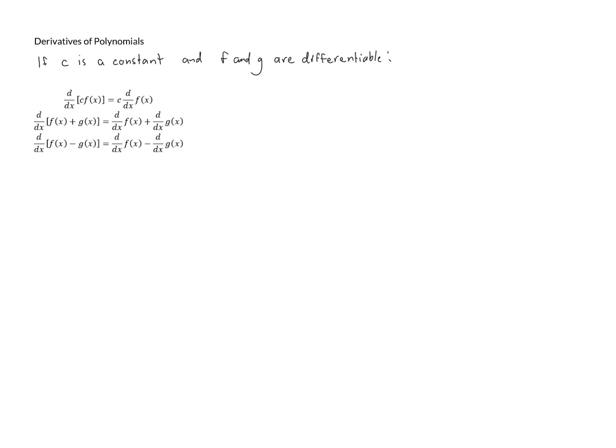These rules are going to be really helpful when we're differentiating polynomials, because a polynomial is going to be sums and differences of individual terms that are constants times power functions. So we're going to be able to use these rules to break down polynomial functions into individual terms and use the power rule pretty easily.